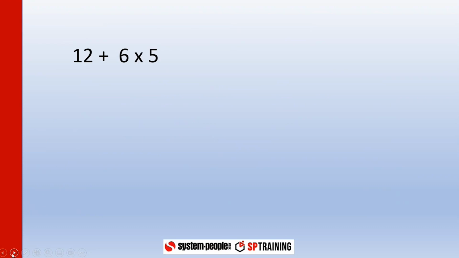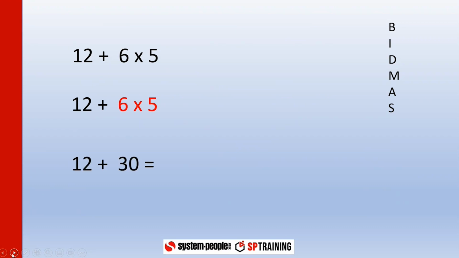We've got this question, 12 plus 6 times 5. And we've got our BIDMAS. We don't have any brackets there, we don't have any indices, we don't have any division, but we have a multiplication. So we'll carry out that multiplication first. We'll carry out 6 times 5 before we do anything else. 6 times 5 is 30. When we go down the list, we've got an addition. So now we'll do 12 plus the 30, which equals 42. So 12 plus 6 times 5 will equal 42.